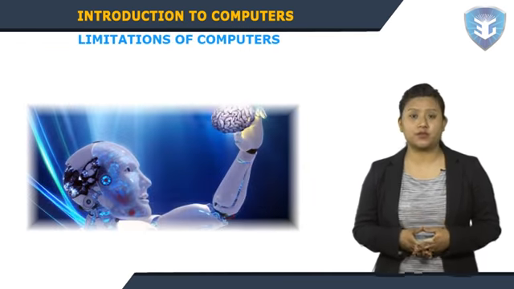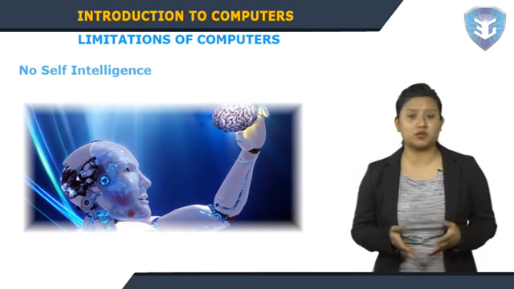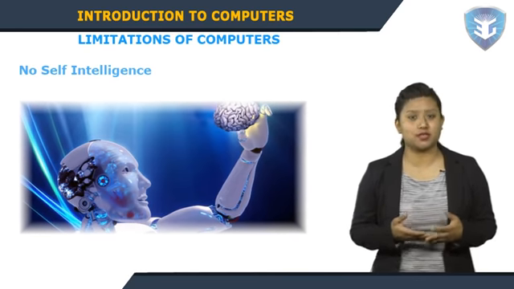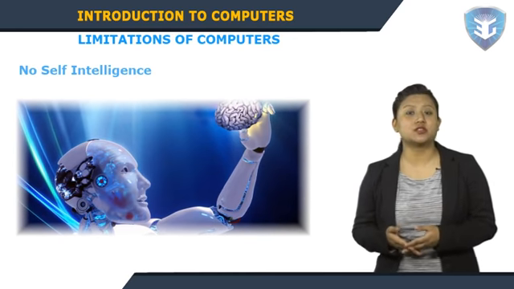The limitations of computer. No self-intelligence. Today, a computer is able to do work which is impossible for man. Computers are used to do risky and dangerous work and where sharp accuracy is needed. But it does not have any intelligence of its own. It works according to the instructions only.